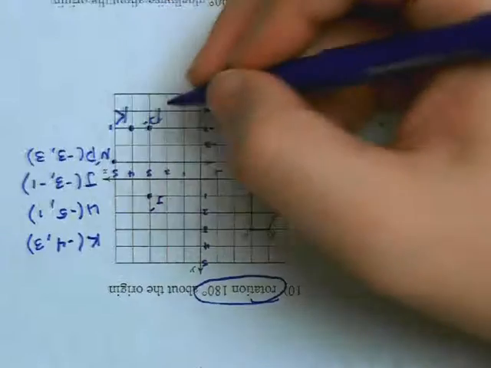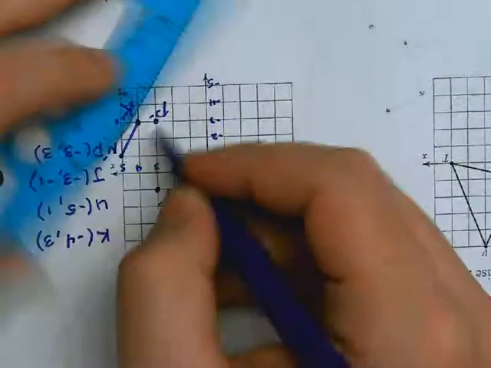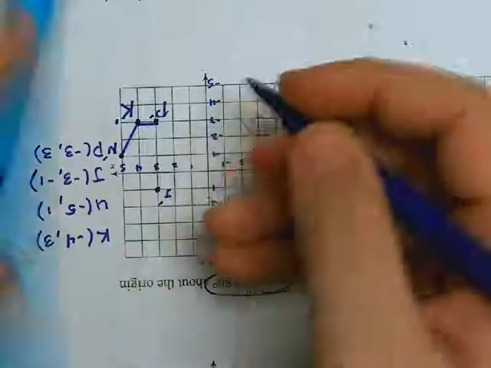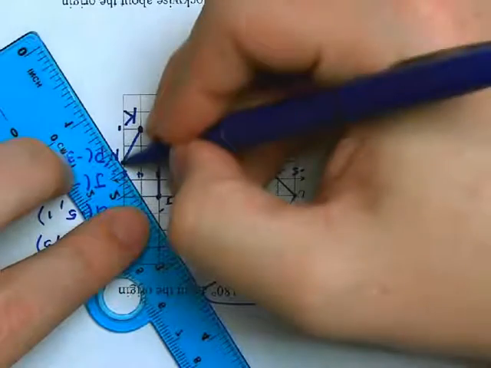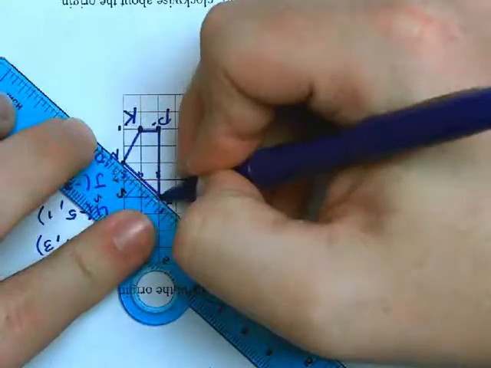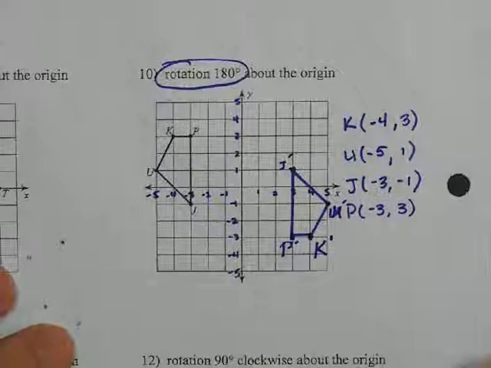From there, we take our straight edge, connect the figures, and then once we turn our paper back around, we have our rotation of 180 degrees.